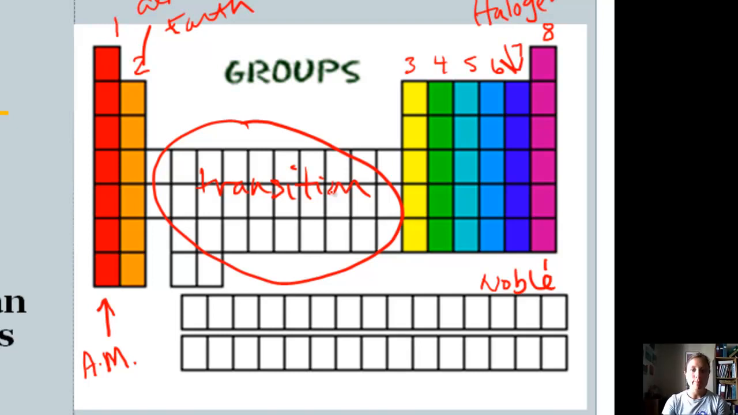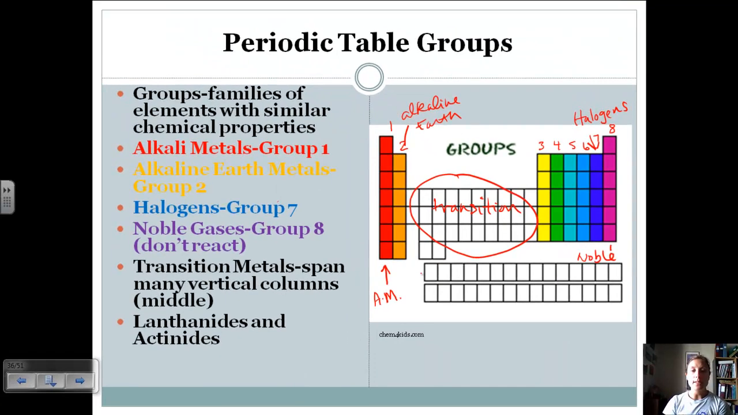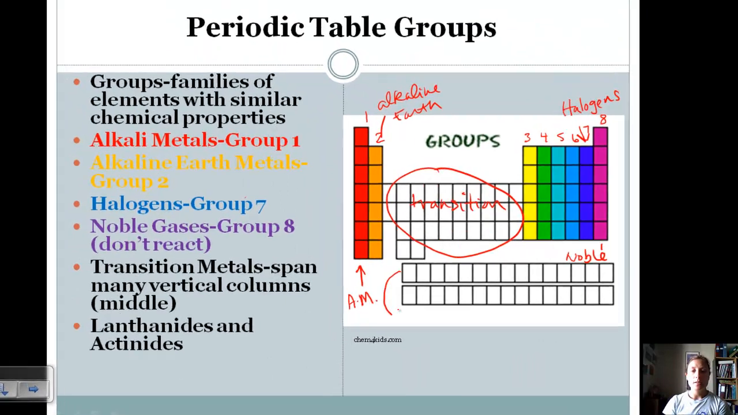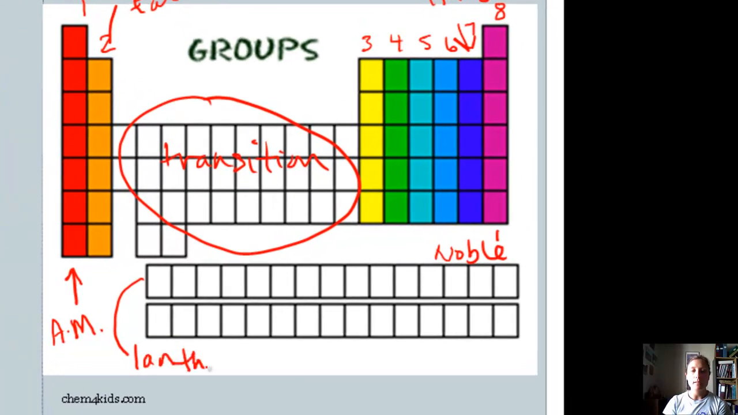So they're in transition. Okay, and the last two groups are the lanthanides and the actinides, and these are down at the bottom. So this top one, these are the lanthanides. And then the bottom group, these are called the actinides.